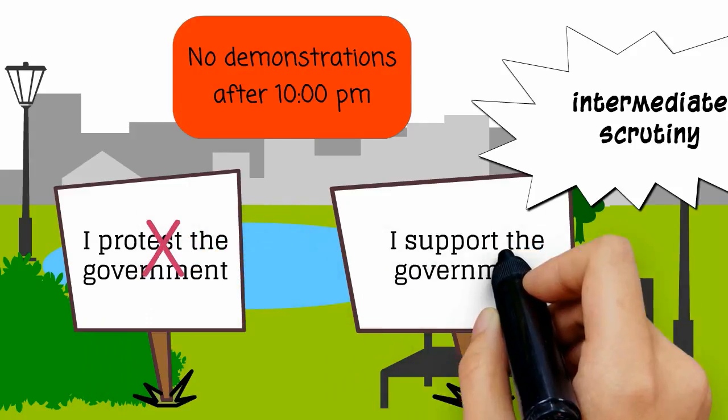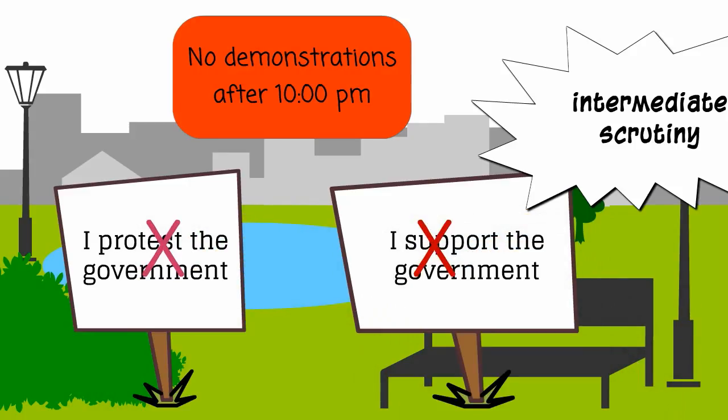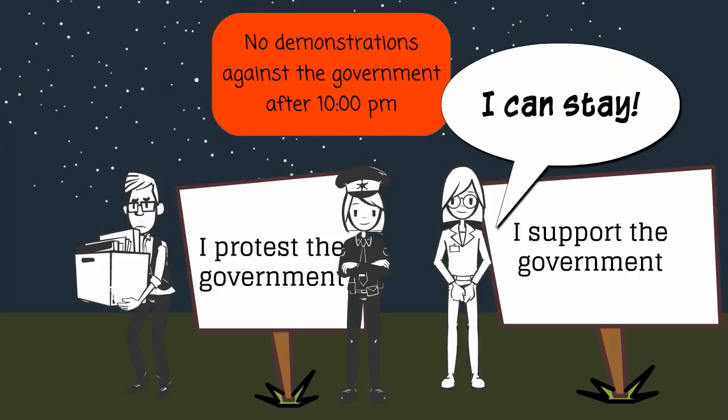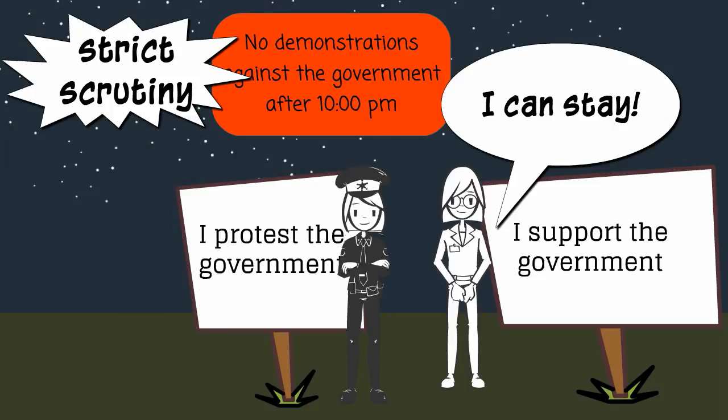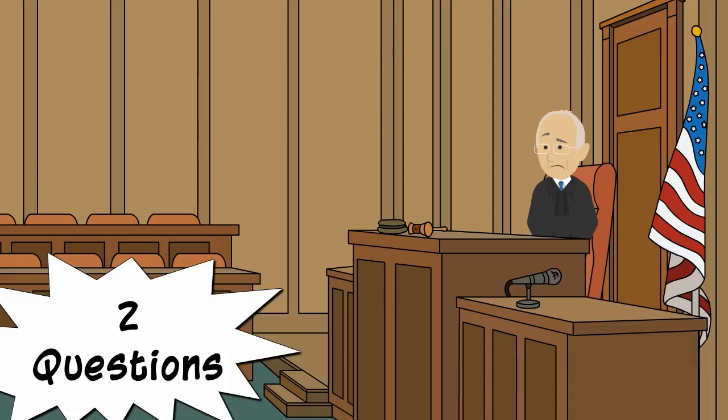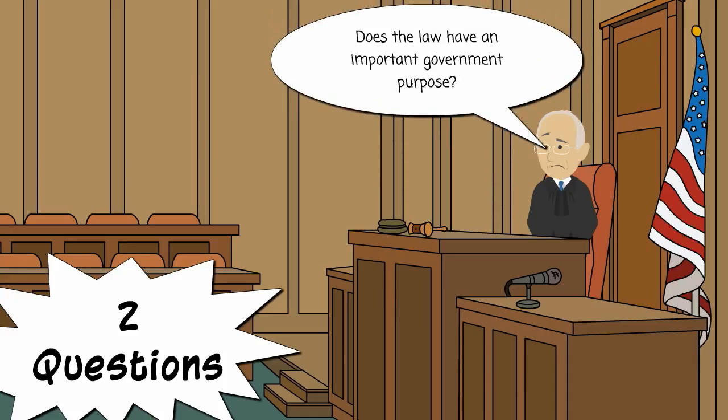A court will probably apply intermediate scrutiny to determine whether the law is constitutional because the law applies to all types of speech. If the law only applied to demonstrations against the government, then it might be subject to strict scrutiny. When judges apply intermediate scrutiny to laws interfering with free speech, they typically ask two questions.